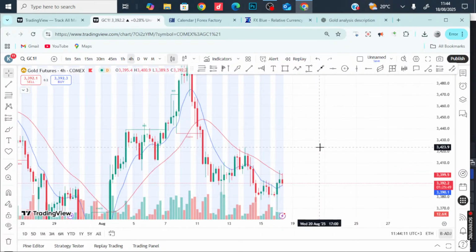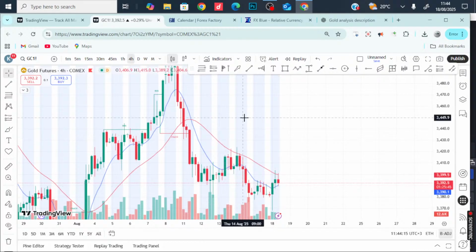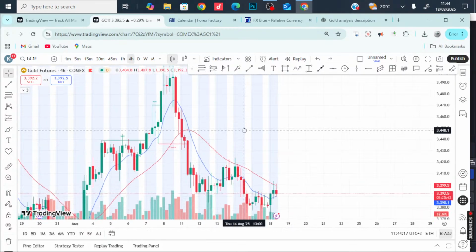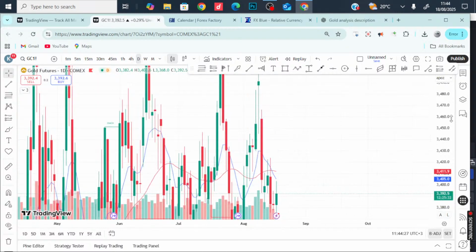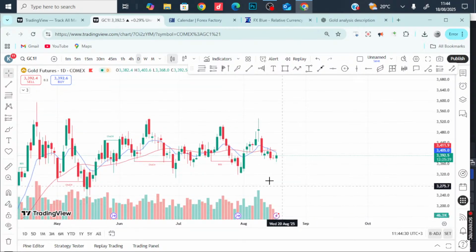So our analysis on gold, as we can see, there was a change of character in the daily. First we move to the daily. There was a break of structure from this point, so the market was going down, which was a downtrend since the market was so choppy. As you can see, the market didn't have a good trend.